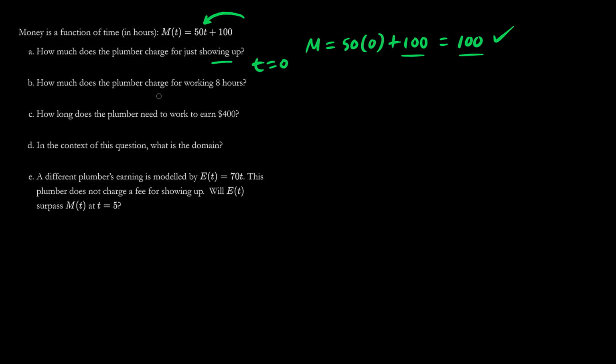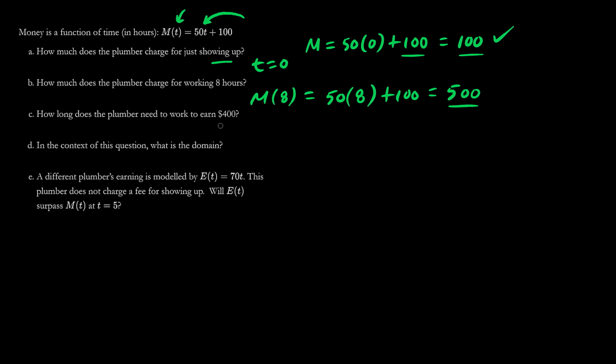How much does the plumber charge for working 8 hours? So money is a function of time, and when time t happens to be 8, the plumber makes a lot of money. 50 times 8 plus 100. We have 400 plus 100, which is $500.